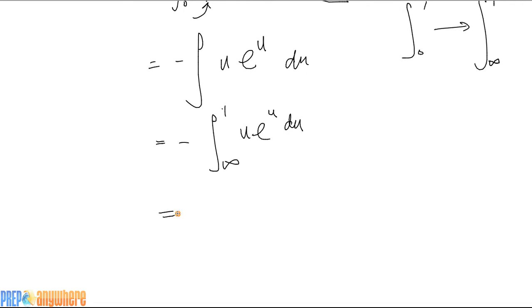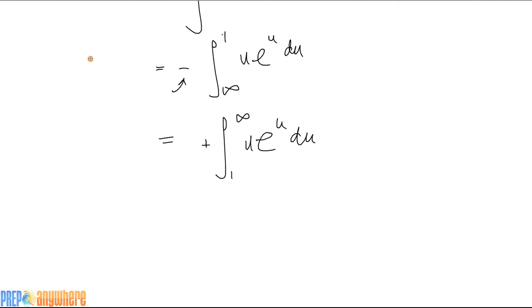So let's actually flip this. Let's switch the order from 1 to infinity. Multiply by negative 1, and that'll become positive. You have u e to the power of u du. Now this right here is an integration by parts. So let's continue using integration by parts.